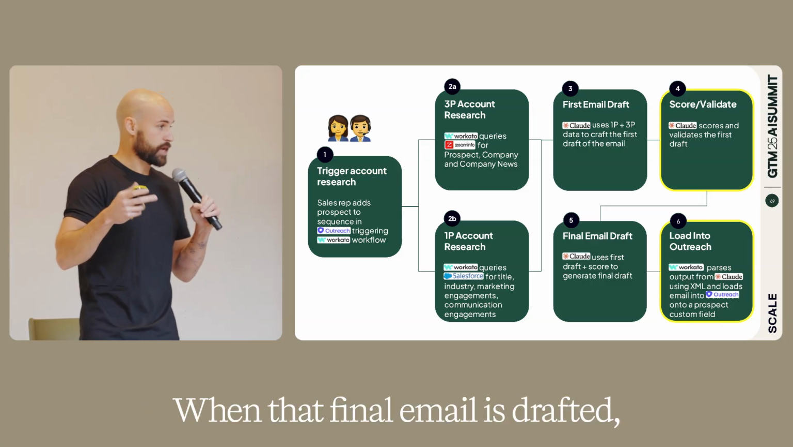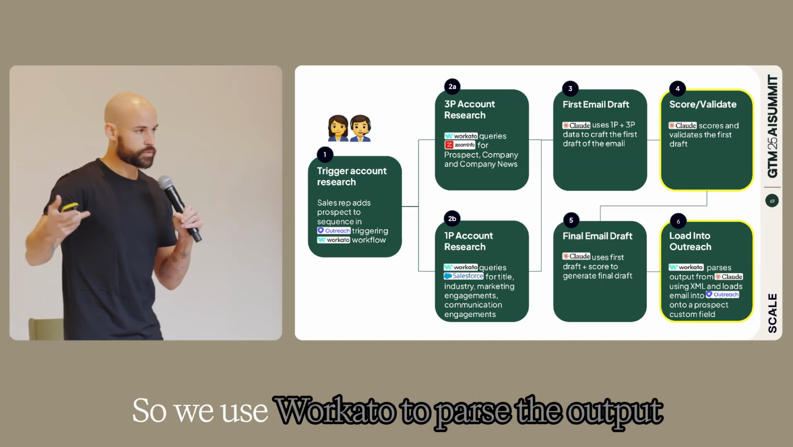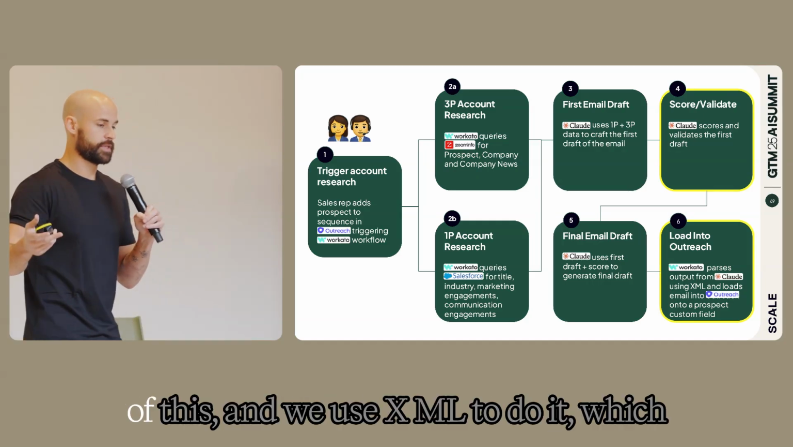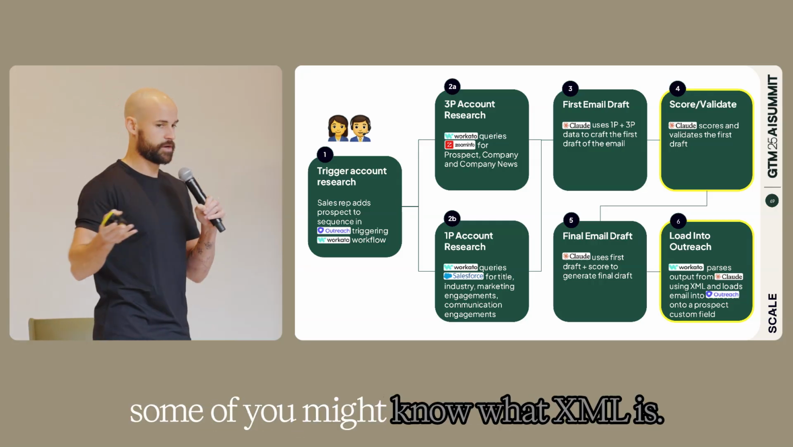When that final email is drafted, the last step is obviously we've got to get that back into Outreach. So we use Workato to parse the output of this, and we use XML to do it, which I'm going to get to in a second because some of you might know what XML is.